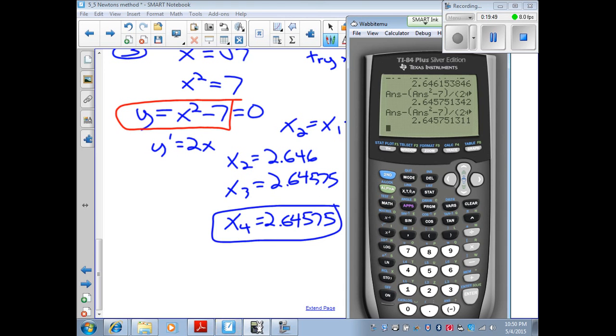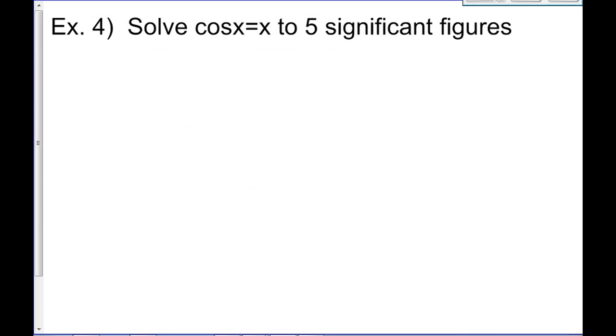If you want more accuracy, what do you do? You just put in more iterations. Okay, so we could do that a bunch of times. Now let's just check what the calculator says about root 7. Oh, wow. So our approximation at the fourth iteration is correct to all the decimal places that the calculator will do. It's really, really good.